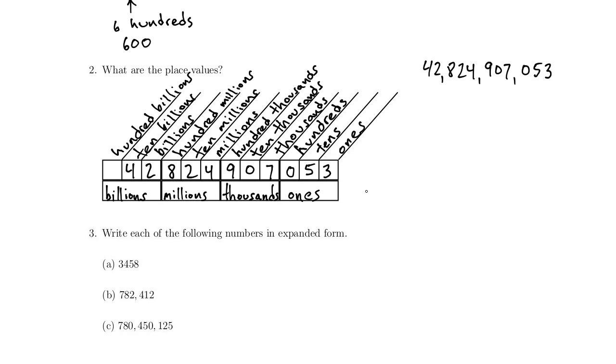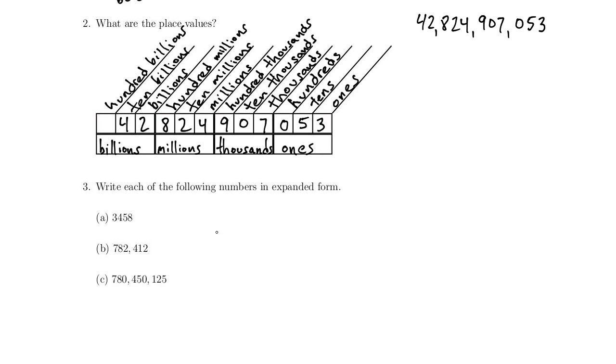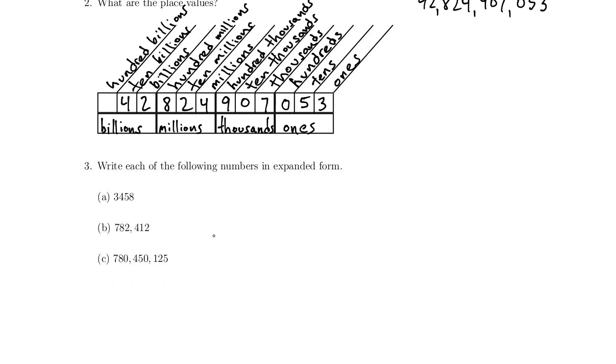And let's move to number 3 here. It says write each of the following numbers in expanded form. Expanded form is just a way to illustrate what each digit in a number represents. So if we look at the first one here, this is 3,458. So I want to write this in expanded form.